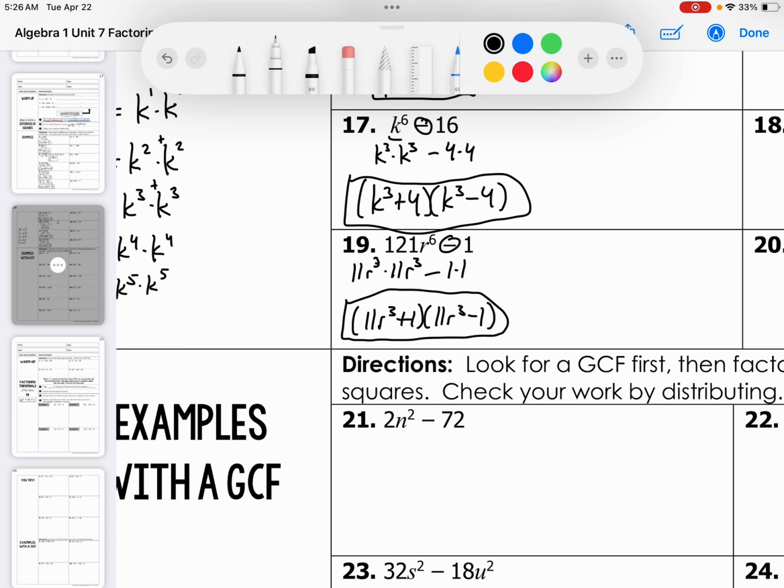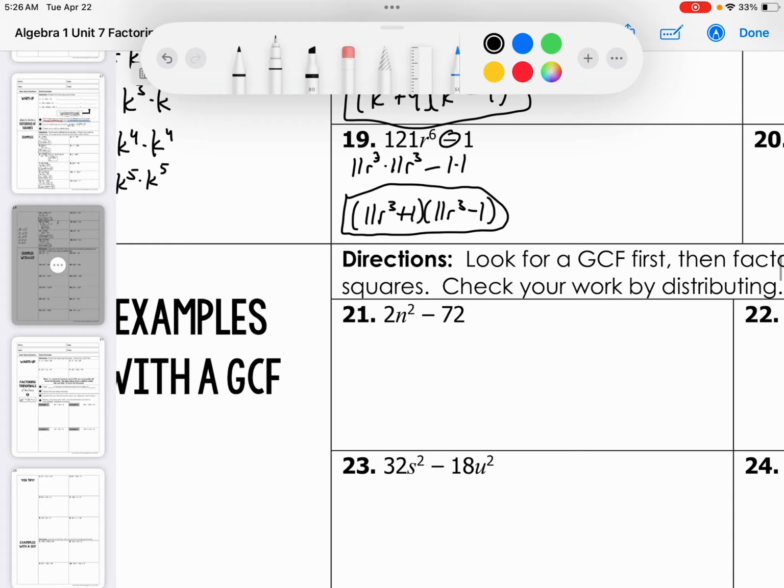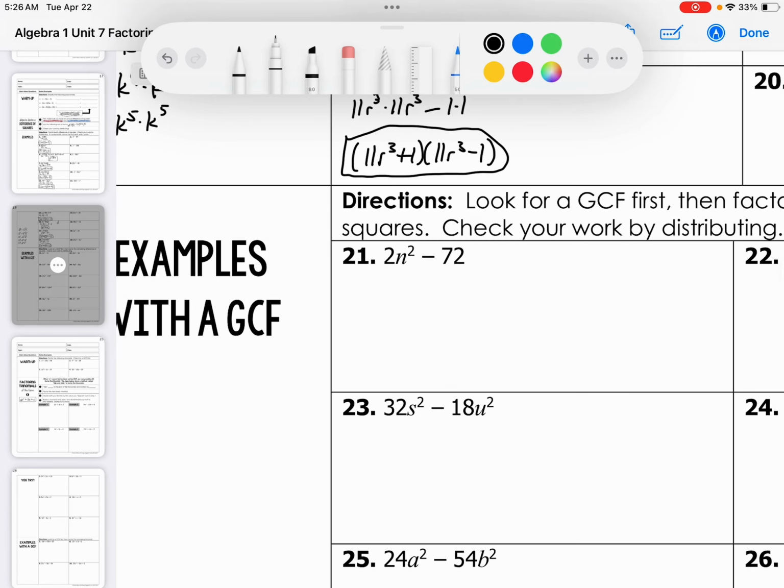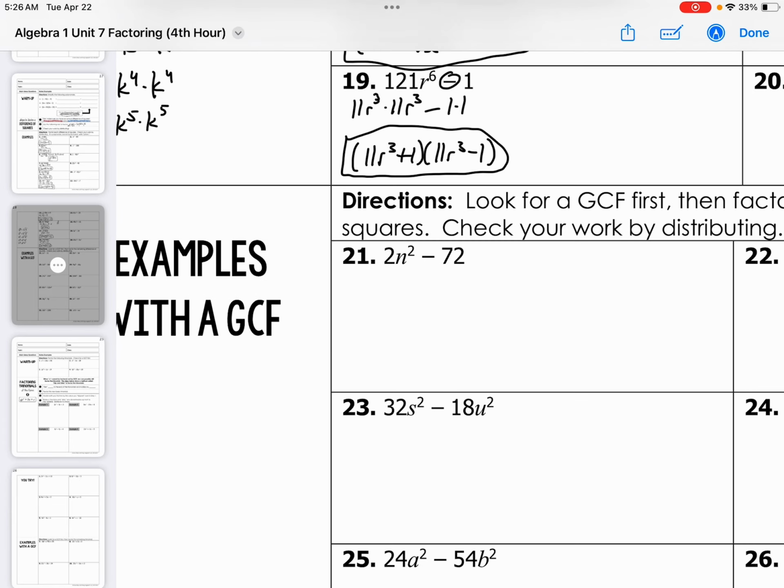Okay, so far all the ones that we've been doing have been problems that haven't had a greatest common factor. But as always, whenever we're working with factoring, we should be seeing if we have anything in common to take out before we solve. So these ones down below are going to be ones that have a greatest common factor that we need to take out before we solve.